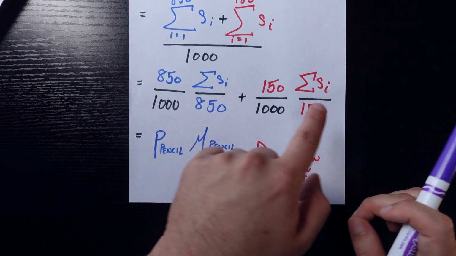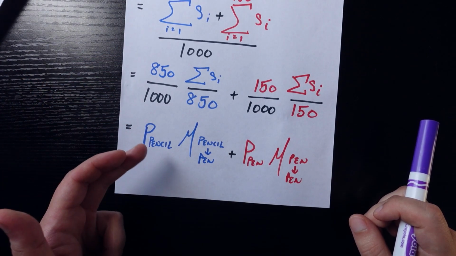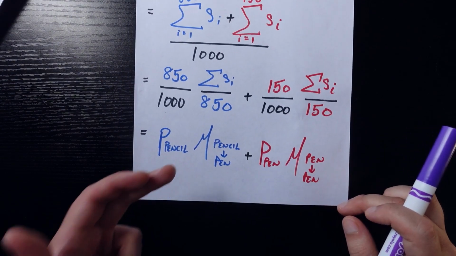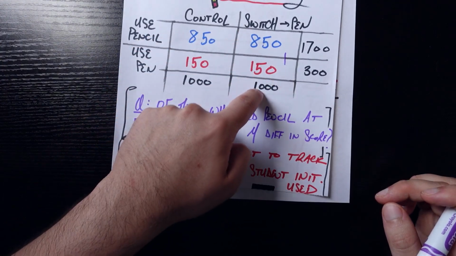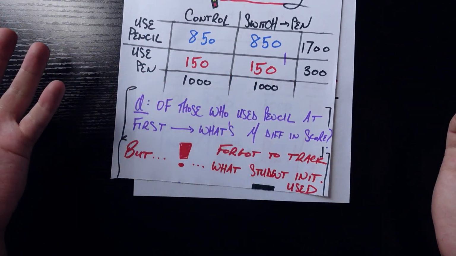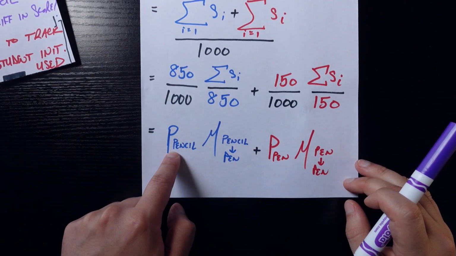Let's give each of these quantities their own name. What is 850 over 1,000? That's the proportion of students in the school who originally used pencil to begin with, right? Because 850 divided by 1,000 is going to be the proportion of students who initially used pencil in the school. And so we'll call that P pencil.